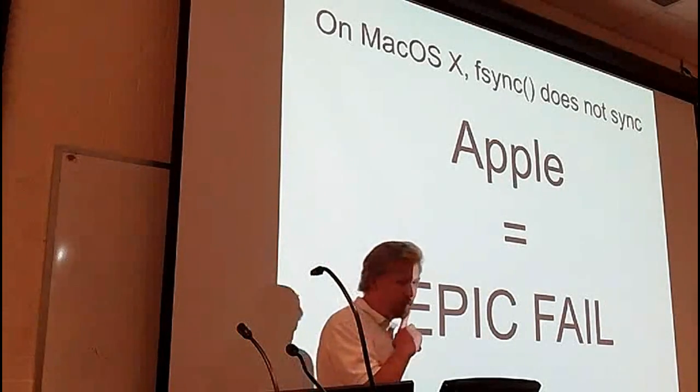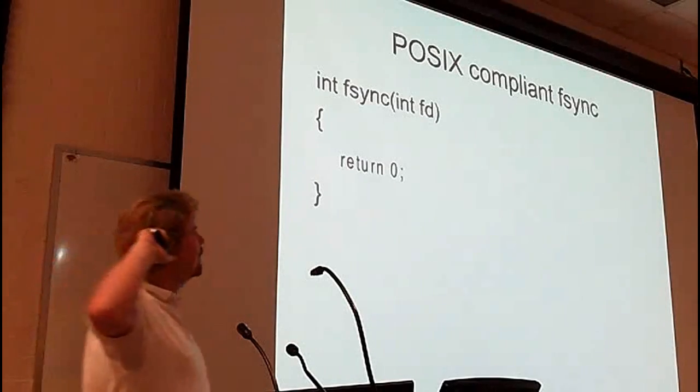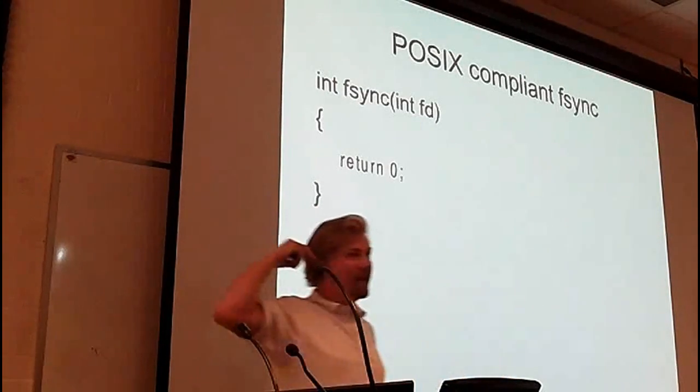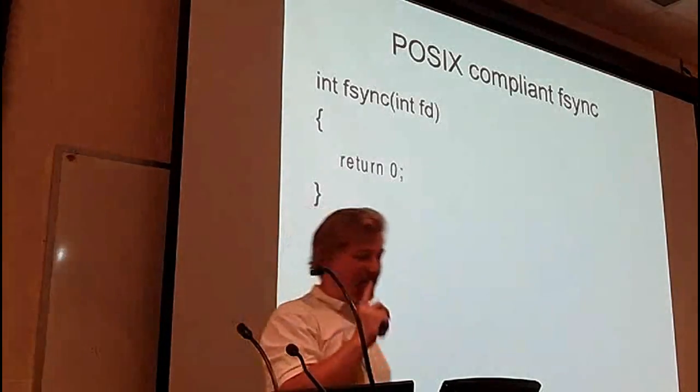So this actually comes down to an interesting issue. We have this wonderful thing called POSIX, which has a lovely thing called a POSIX compliant fsync. So if you read the POSIX spec on fsync, this is a perfectly valid implementation of fsync with one bug. Can anyone spot it?